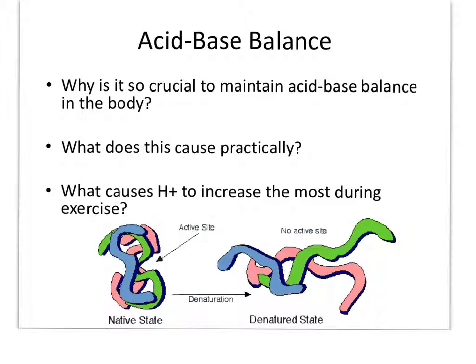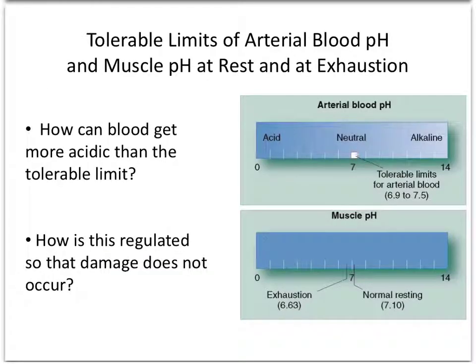Okay, so we're going to go ahead and move on to the next slide here. This is just showing the tolerable limits of pH in the blood. If you look at this top portion here, you can see that the tolerable limits of blood are around 6.9 to 7.5. Typical pH in the blood is around 7.1.